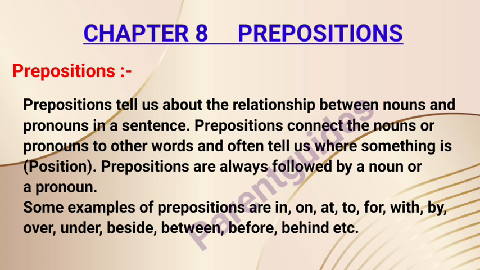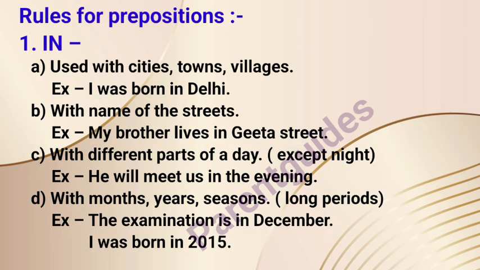Some examples of prepositions are in, on, at, to, for, with, by, over, under, beside, between, before, behind, etc. Rules for prepositions. 1. Preposition in. A. Used with cities, towns, villages. Example, I was born in Delhi.